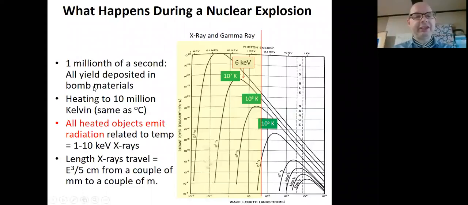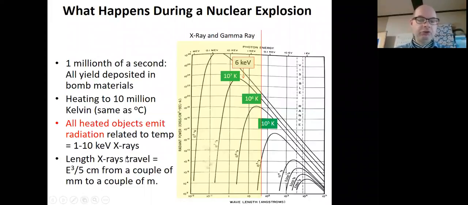Okay, so it's 1/1,000,000th of a second. All the yield is deposited in bomb materials. You get heating to 10 million degrees Kelvin, which at this level is the same as degrees Celsius. We're talking about extremely hot temperatures. All heated objects emit radiation, which is related to the temperature, and that's what I show here. This shows the wavelength of light, and this shows the power, but really it's showing the temperature. For different temperatures, you have a different peak wavelength, and at this kind of temperature, you're in the area of X-rays.